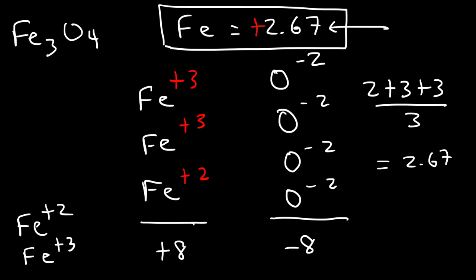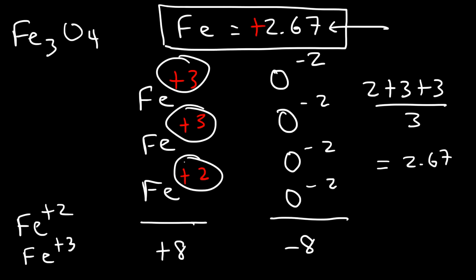So whenever you get a decimal value, what it really means is that that's the average oxidation state. Individually, some are positive 3 and some are positive 2. So the individual ions should have a whole-number oxidation state. But when you have multiple of them, the average could be a decimal value because they don't all have to be the same. They can be different. So hopefully this makes sense in terms of why some oxidation states have a decimal value.